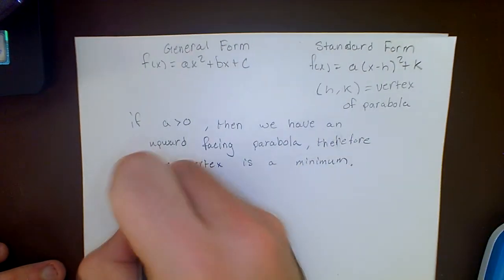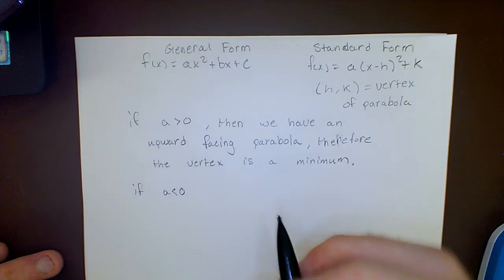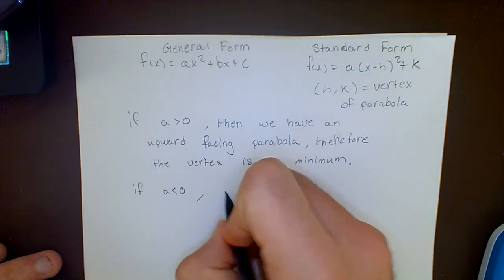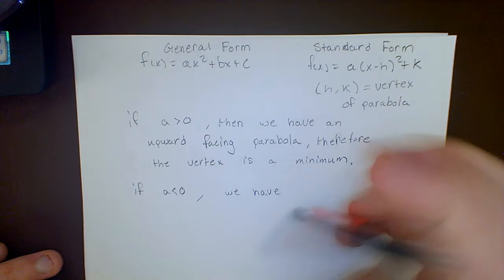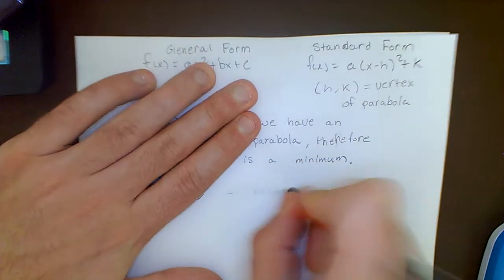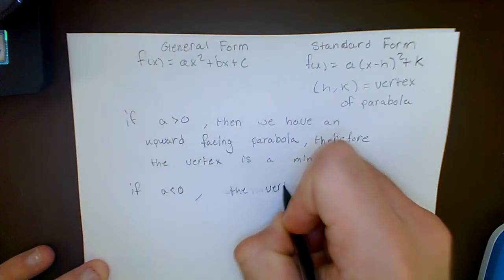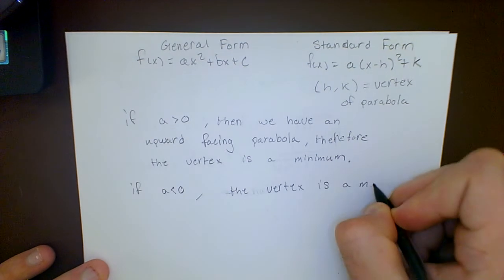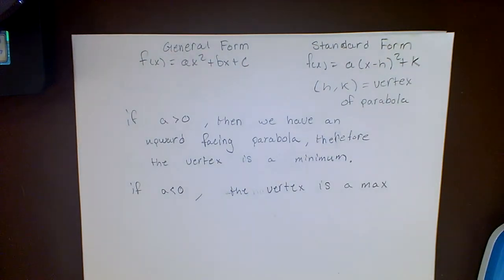And if a is negative, for the same reason, the vertex is a max because it's downward facing. Okay.